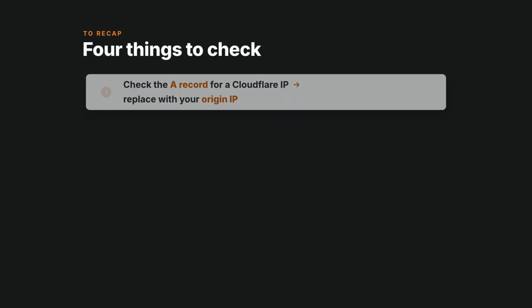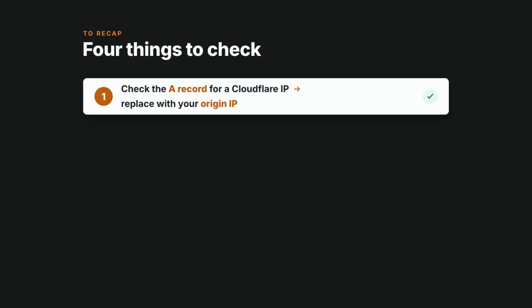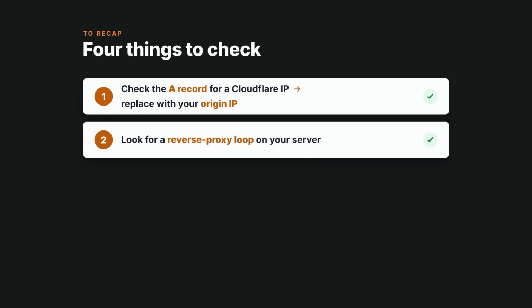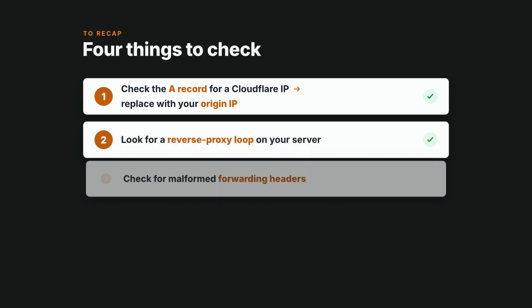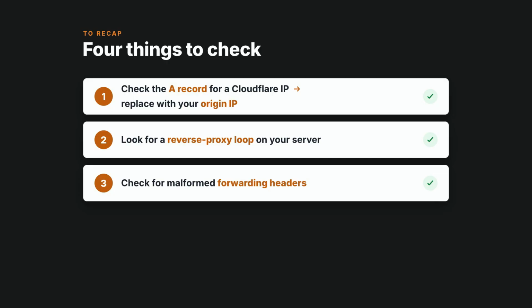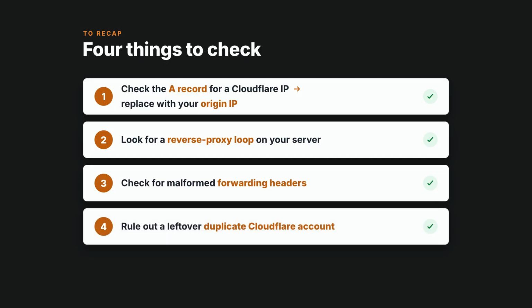So to recap, check your A record for a mistakenly entered Cloudflare IP and replace it with your real origin IP. Look for a reverse proxy loop on your own server if that's not it. Check for malformed forwarding headers as a less common cause, and rule out a leftover duplicate Cloudflare account if you're still stuck.